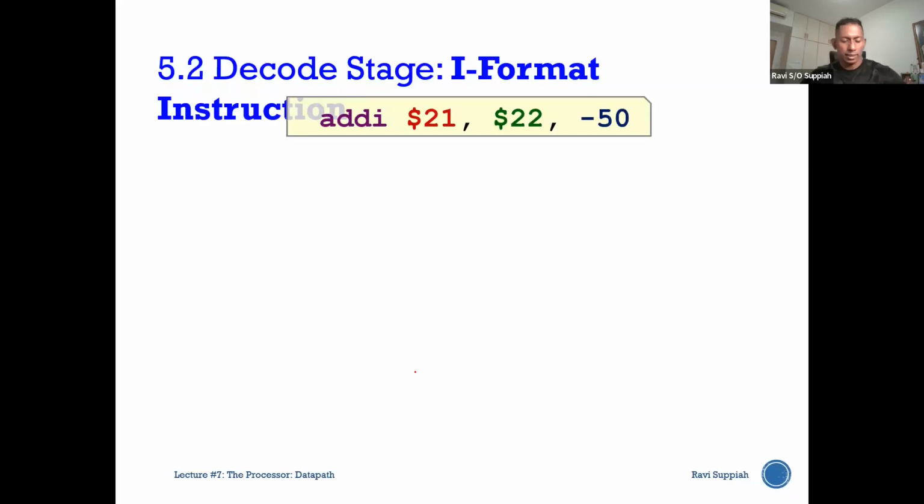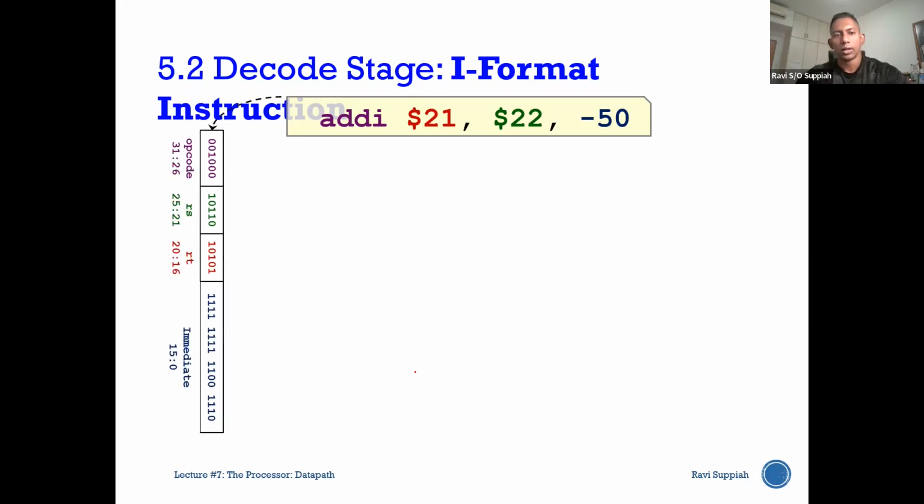Okay, so let's look at another example here. Addi 21, 22, negative 50. Now, this is a different format instruction. This is an I-type instruction. For this I-type instruction, as we saw, we have the opcode, RS, RT, and the immediate value. So this is 21, 22, and negative 50.